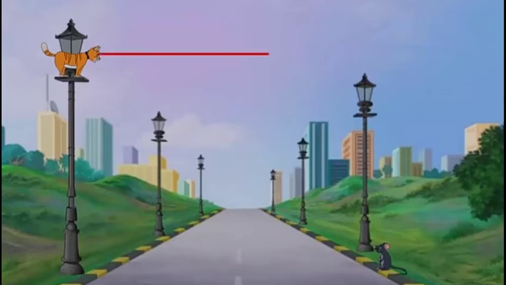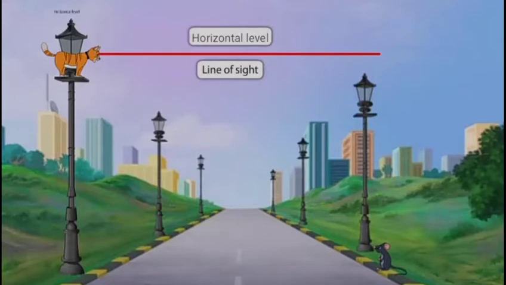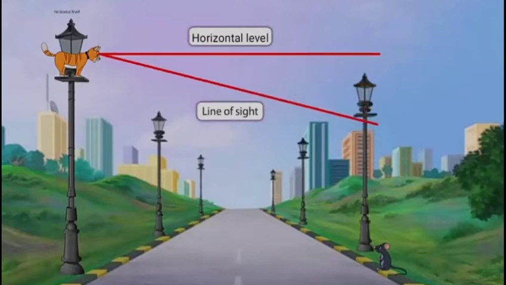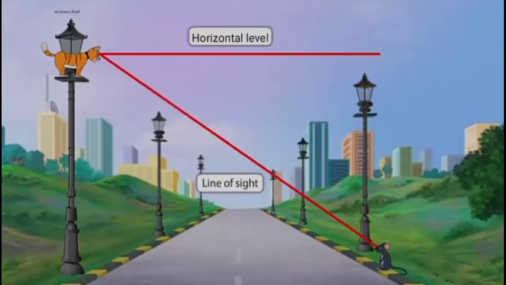The angle formed by the line of sight with the horizontal level, when the object viewed is below the horizontal level, is known as the angle of depression.